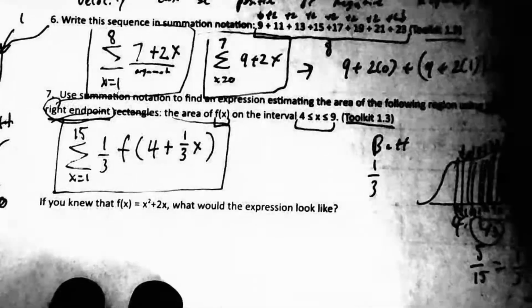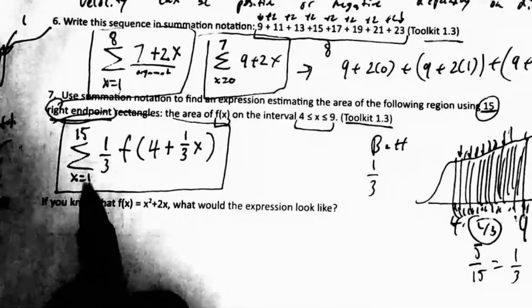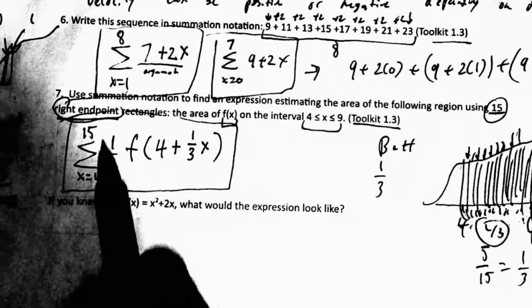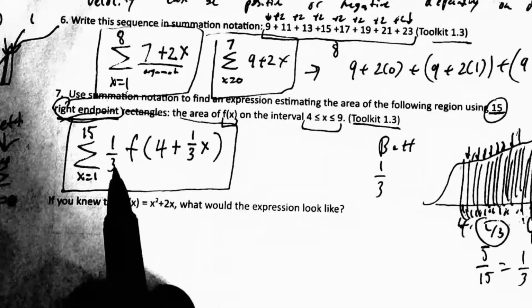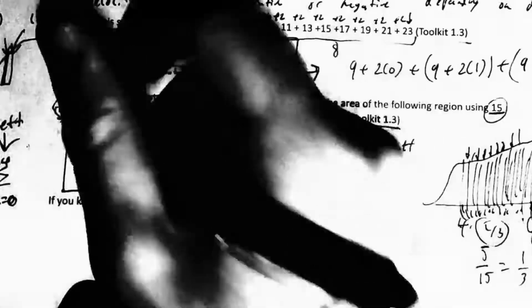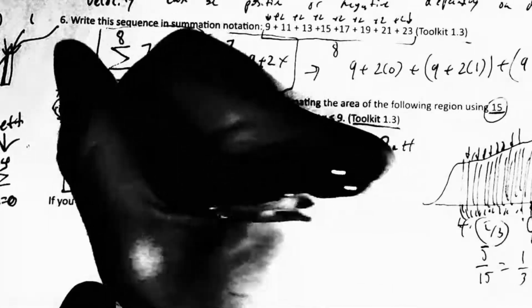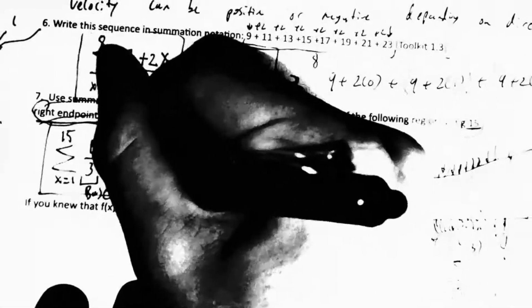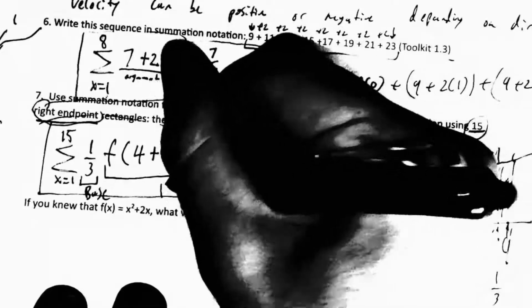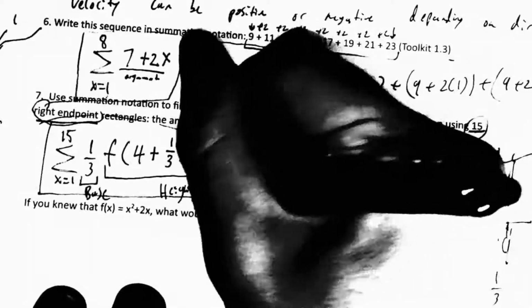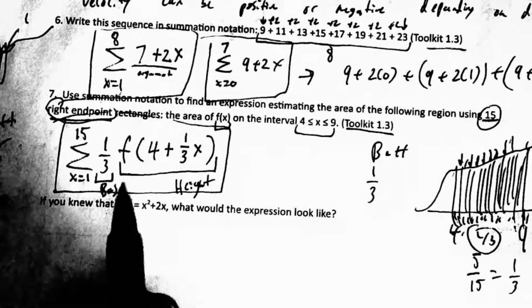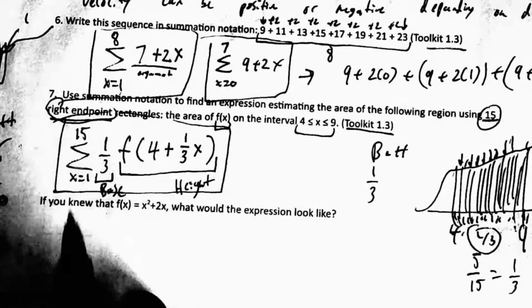So let's recap. We have 15 rectangles. That means right here I need 15 numbers. So from 1 to 15, that's 15 numbers. 1/3, this is the base. These are how wide my rectangles are. And then this f of 4 plus 1/3 x, this is the height. Okay, so 1/3 times the height, 15 times.